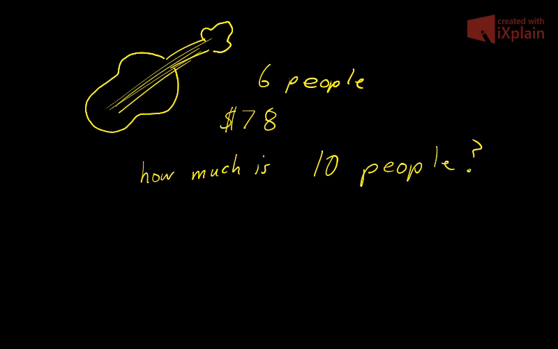I know that all direct variation things look the same, and how they look is what we talked about yesterday. We have y equals kx. So I know that 6 people is going to be $78. My 2 variables are how many people are going, and the amount of money spent.